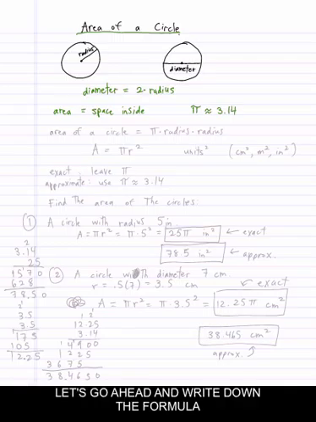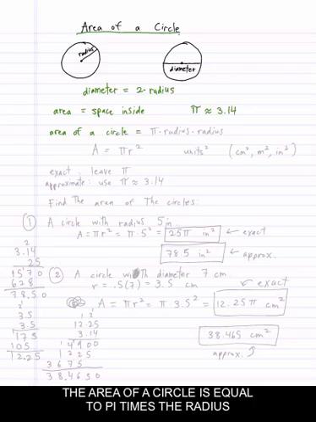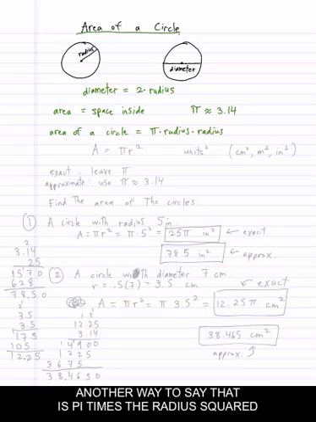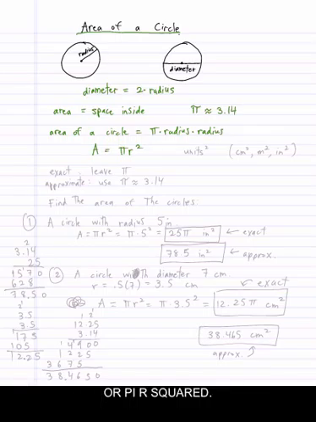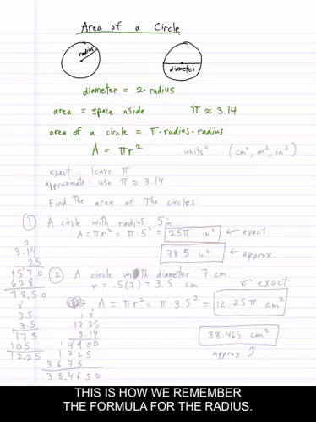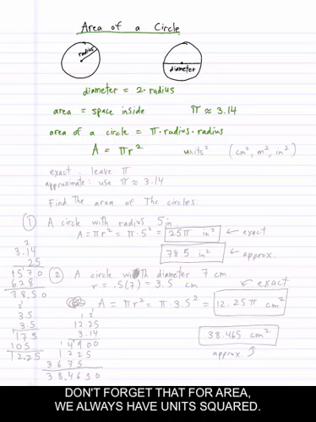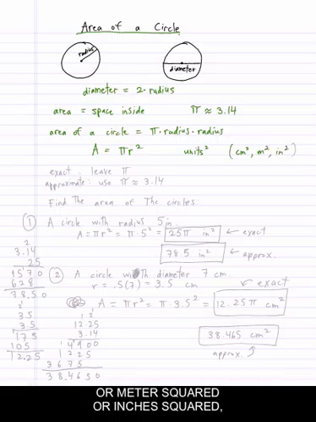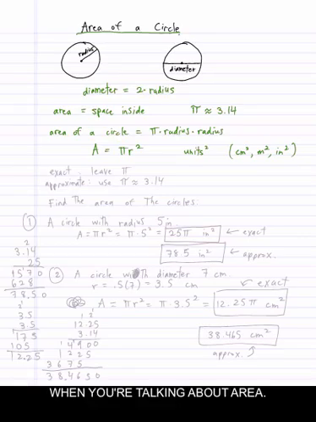Let's go ahead and write down the formula for the area of a circle. The area of a circle is equal to pi times the radius times the radius. Another way to say that is pi times the radius squared, or pi r squared. This is how we remember the formula for the area. Don't forget that for area, we always have units squared. In other words, we might have centimeters squared, or meters squared, or inches squared. You always need to have square units when you're talking about area.